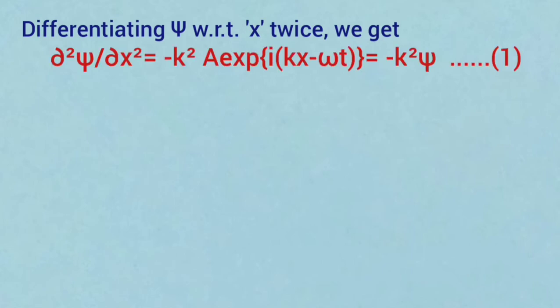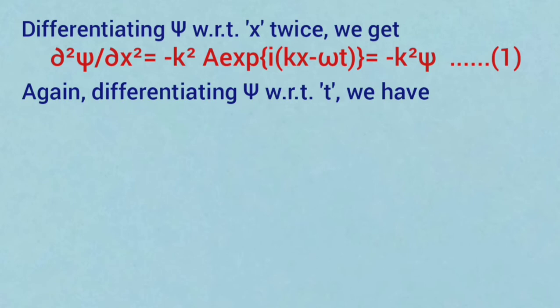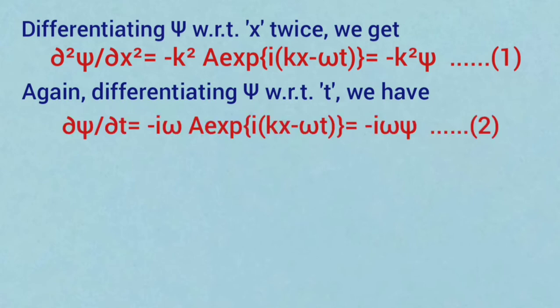Differentiating psi with respect to x twice, we get del squared psi by del x squared equal to minus k squared psi. This equation is denoted by number 1. Again, differentiating psi with respect to t, we have del psi by del t equal to minus i omega psi. This equation is denoted by number 2.